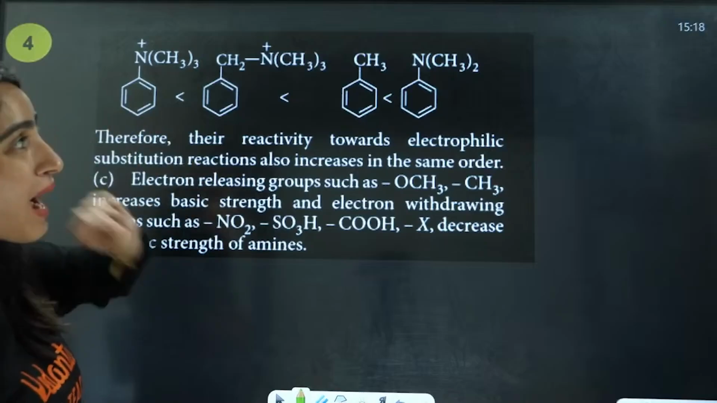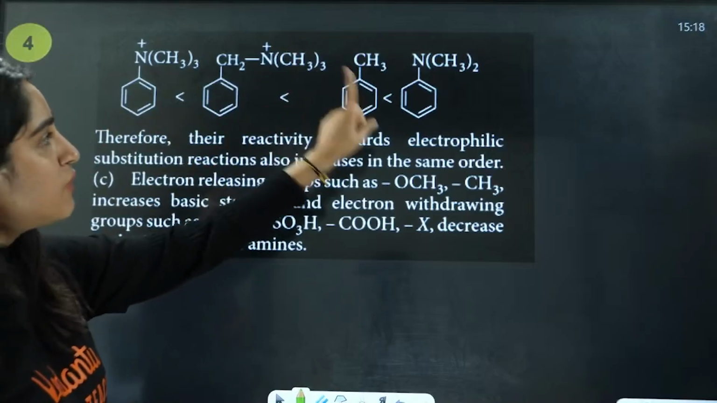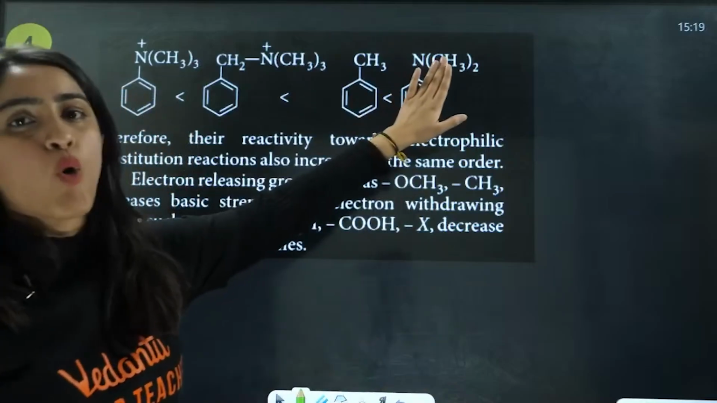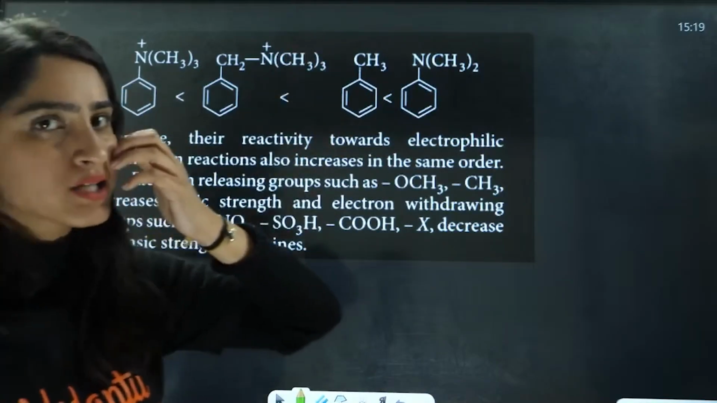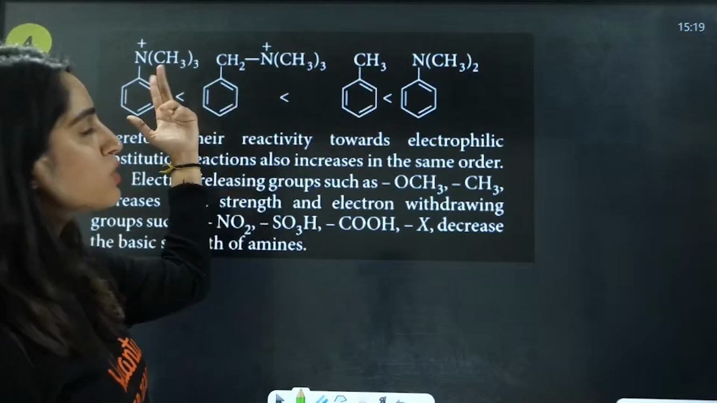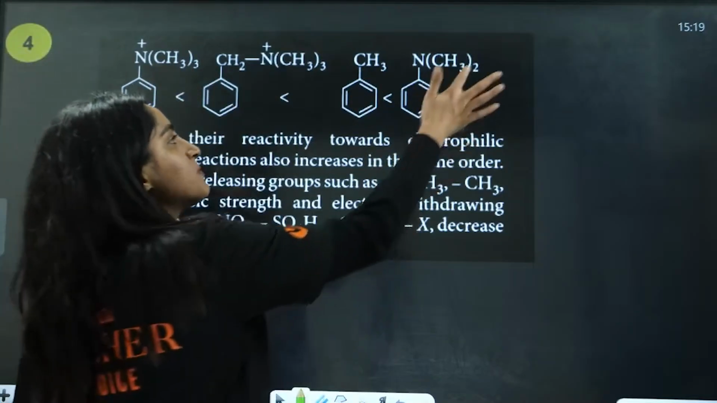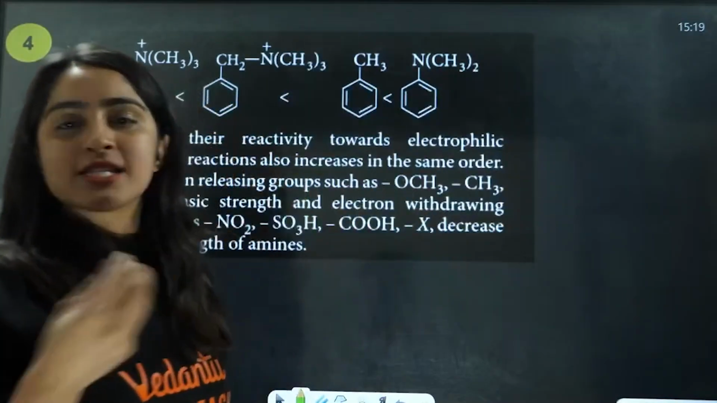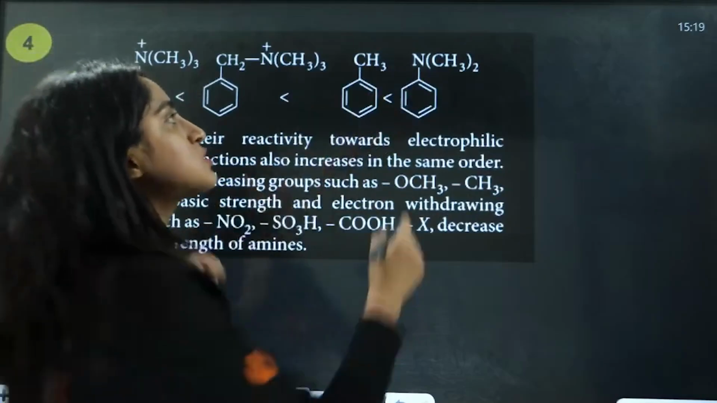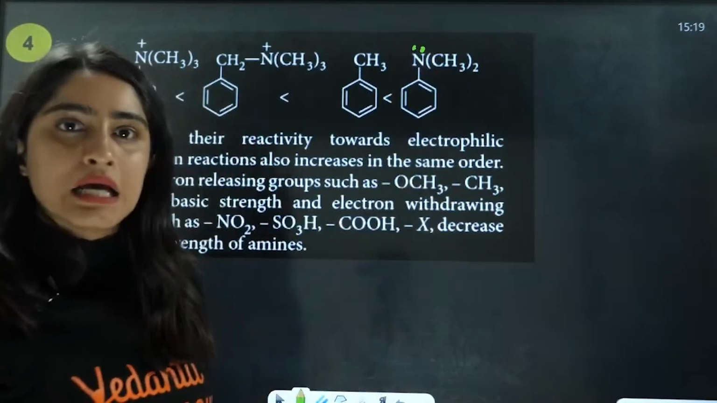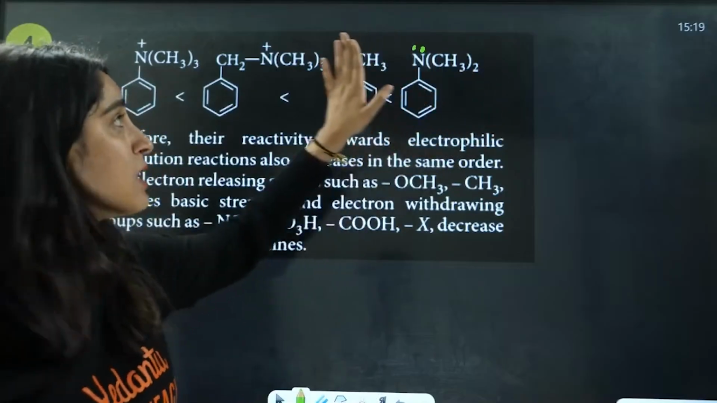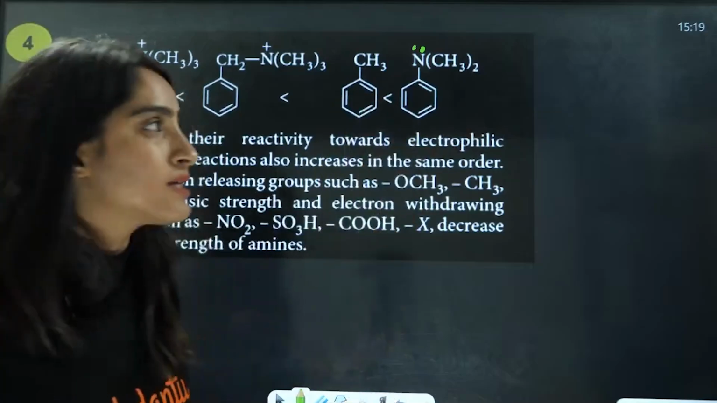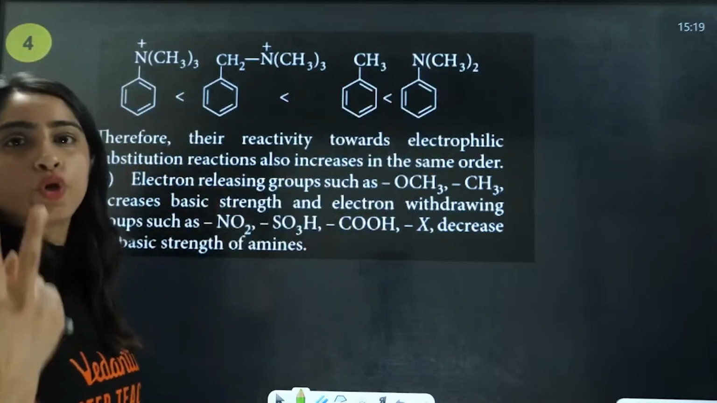So the maximum electron density will be available on this side because of 2 I effects here, and this is positive. These two are neutral species, these two are positive. So maximum electron density will be among these two. Out of this and this, this already has a lone pair of electrons, so this is having maximum electron density. This does not have a lone pair of electrons, so as compared to this one, it will have less electron density. That is a comparison between 2 neutral species.